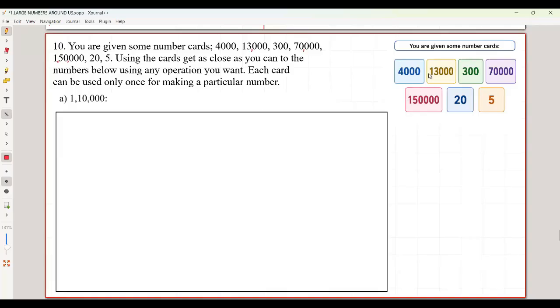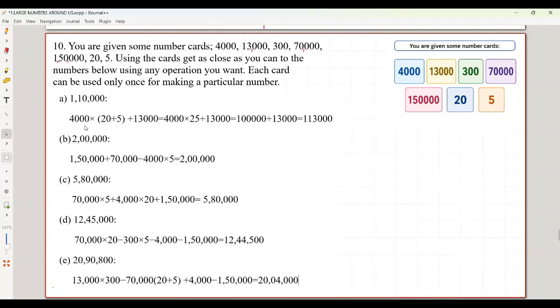Answers may differ, since you can take any cards and place them. So directly I'm taking the answer. I'm using 4,000 into 20 plus 5 plus 13,000. I'm using 4,000, 25 and 13,000. So I'm getting 1,13,000, which is closest. You can try in some other way also. If you get a closer answer than this, you can take that answer.